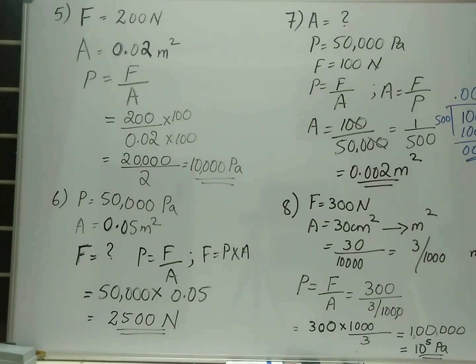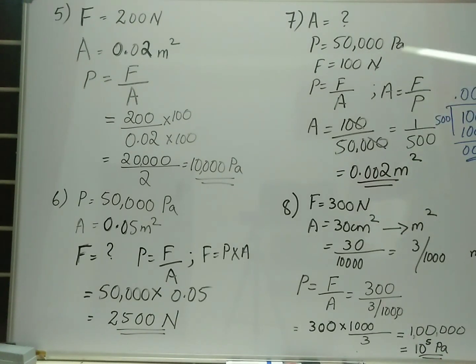Question number 7. Find the area of a body. So here we are asked to find the area of a body which experiences a pressure of 50,000 Pascal by a force of 100 Newton.